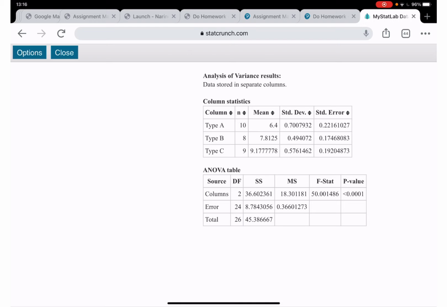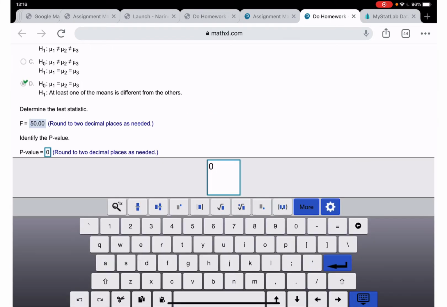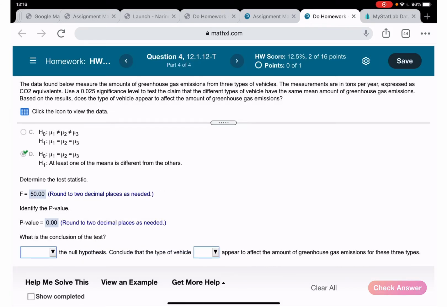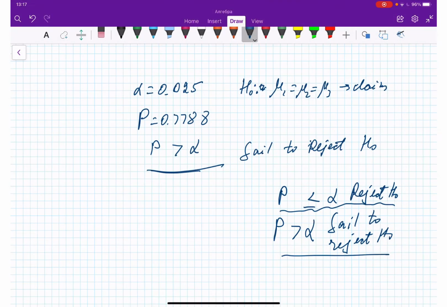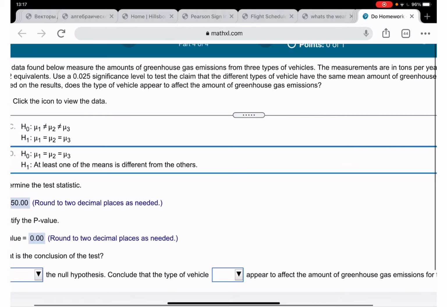Where is the p-value? Listen, so it's 0.000, right? We type it here: 0.00. Okay, nice work. And what conclusion can we draw? Our p-value is 0.00 and our alpha is 0.025. Our p-value is less than alpha. We reject the null hypothesis, correct? And the null hypothesis is our claim, I believe. Yes? Yes.